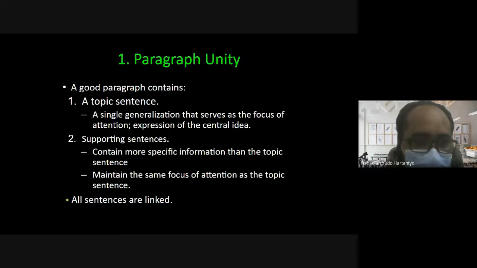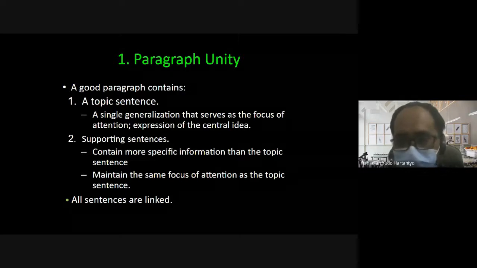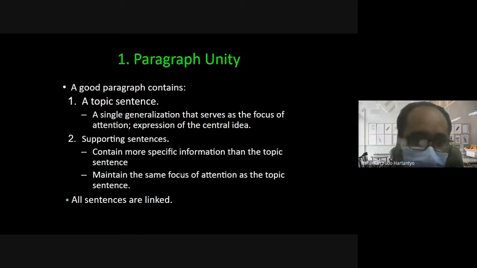A good paragraph contains first a topic sentence, and second, supporting sentences. The topic sentence usually lies in the first sentence of a paragraph, usually, but not always. Furthermore, a paragraph commonly has only one topic sentence. It must be clear and straightforward to the idea, simple and straightforward. That's because many readers are too busy to read your whole paragraph.